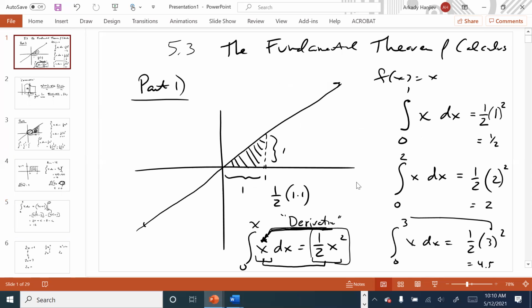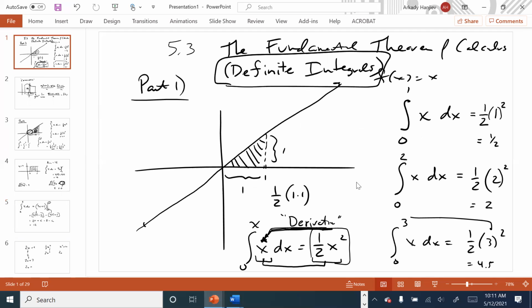We probably should put it in here. Let me see if it's actually in here or not. Underneath the title for today, can you guys put in definite integrals? Definite integrals, which means we have a starting point and we have a stopping point. We're good?